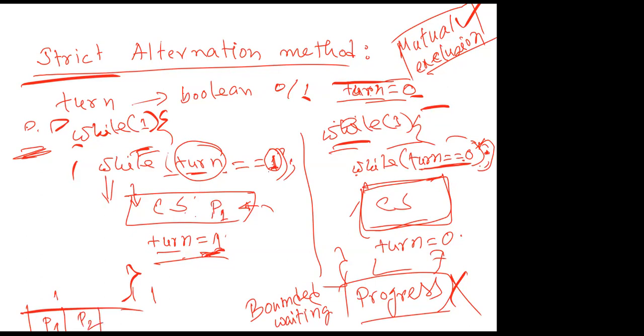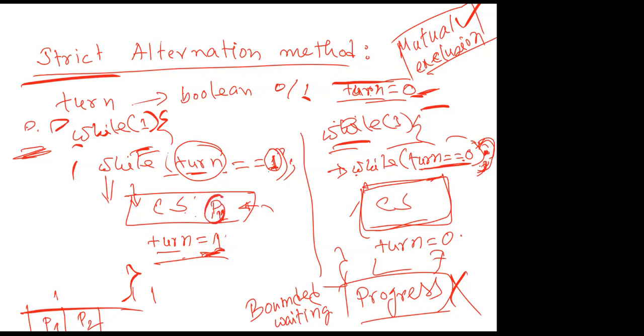And what will P2 do? P2 will see that the turn value is 0, and it will execute this code again and again until its scheduled time is finished. So it will execute this while loop because the turn value is 0, because P1 entered the critical section.